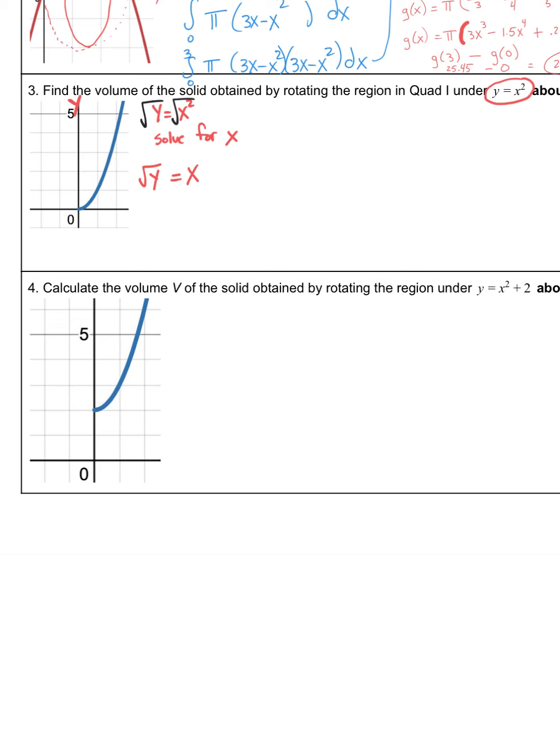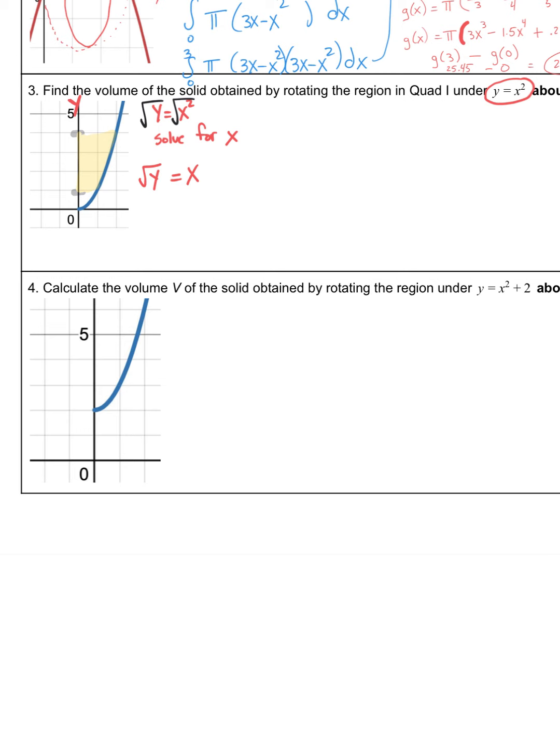Now, let's check out what our region is. We are rotating this from 1 to 4. So here is 1 right here. Here is 4 right here. So the region that I'm rotating looks like this. I'm highlighting it in yellow. It's that little piece right there.